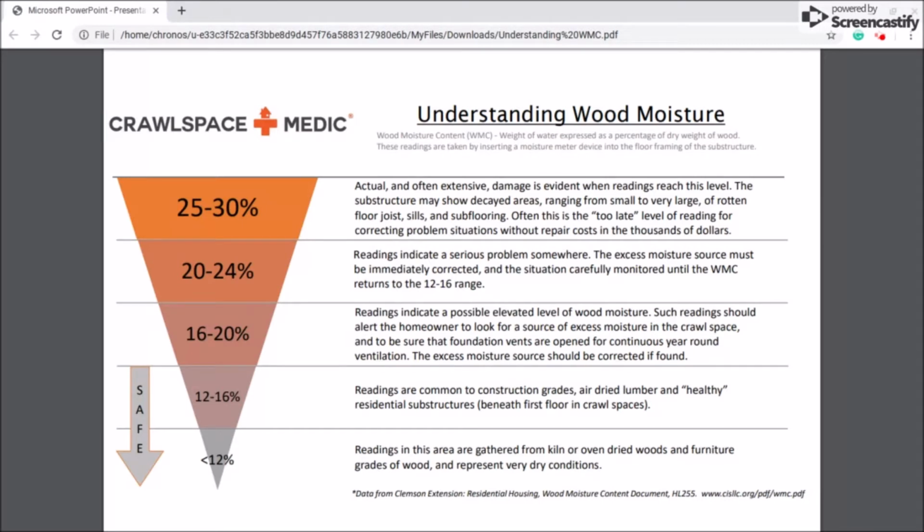And so I hope this chart's helpful. If we come out and say, hey, you've got wood moisture content in the 12 to 16% range, you're in good shape. If it's above 20%, it's really time to start looking at what's going on and what the possible remedies could be.